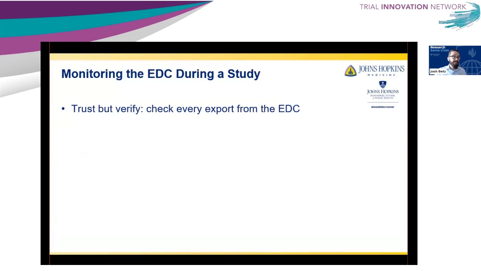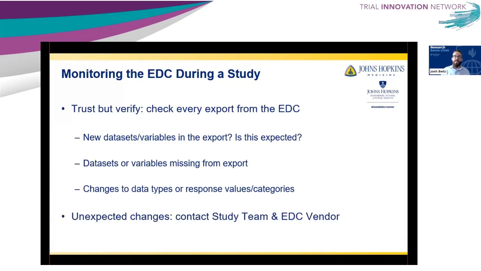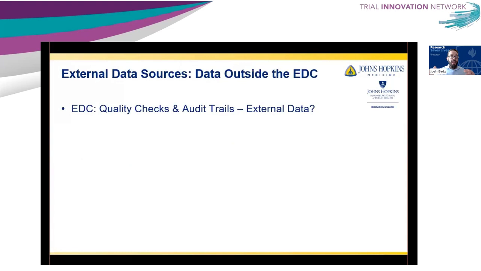We need to keep an eye on it to see if there are new variables or data in the export. Are they expected? Are they not expected? Or do we see data or variables that are missing? Or do we see changes to data types, changes to the responses coming out of the EDC? And if we see these unexpected changes, these are things that need to be promptly addressed with the study team and EDC vendor.